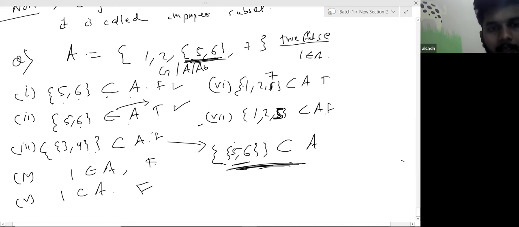After this, 1 belongs to A. Absolutely right. 1 is a subset of A? No. 1 belongs to A. 1 is an element of A, right? Is 1 a subset of A? No. If I write down this, then this is true, right? Clear, Arsalan?